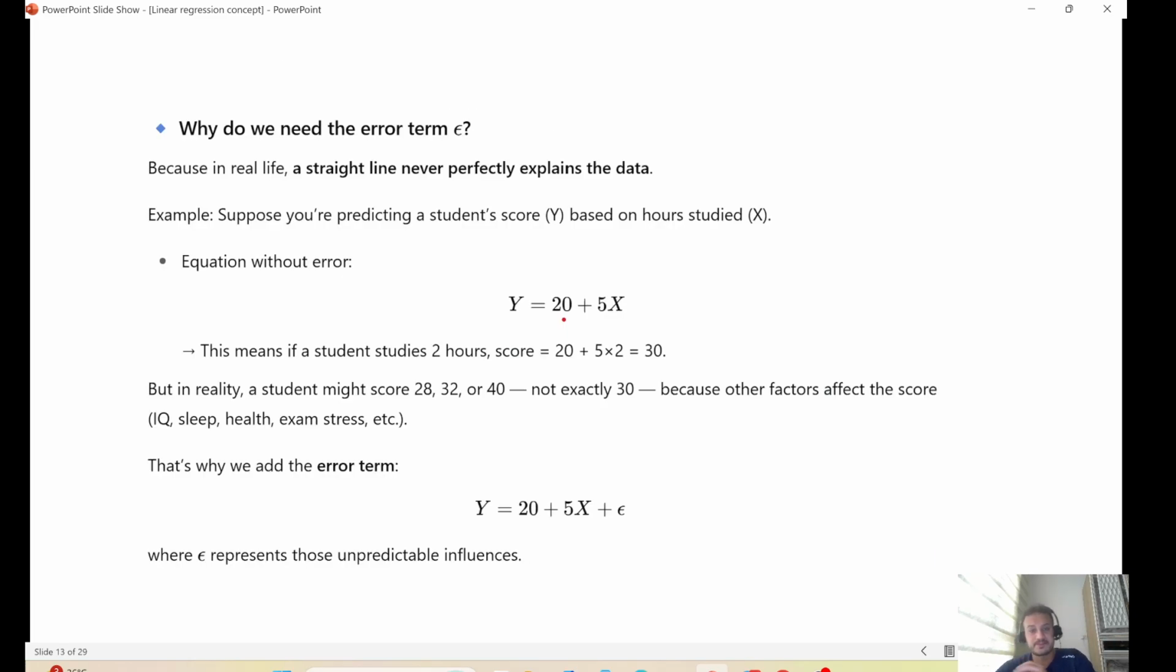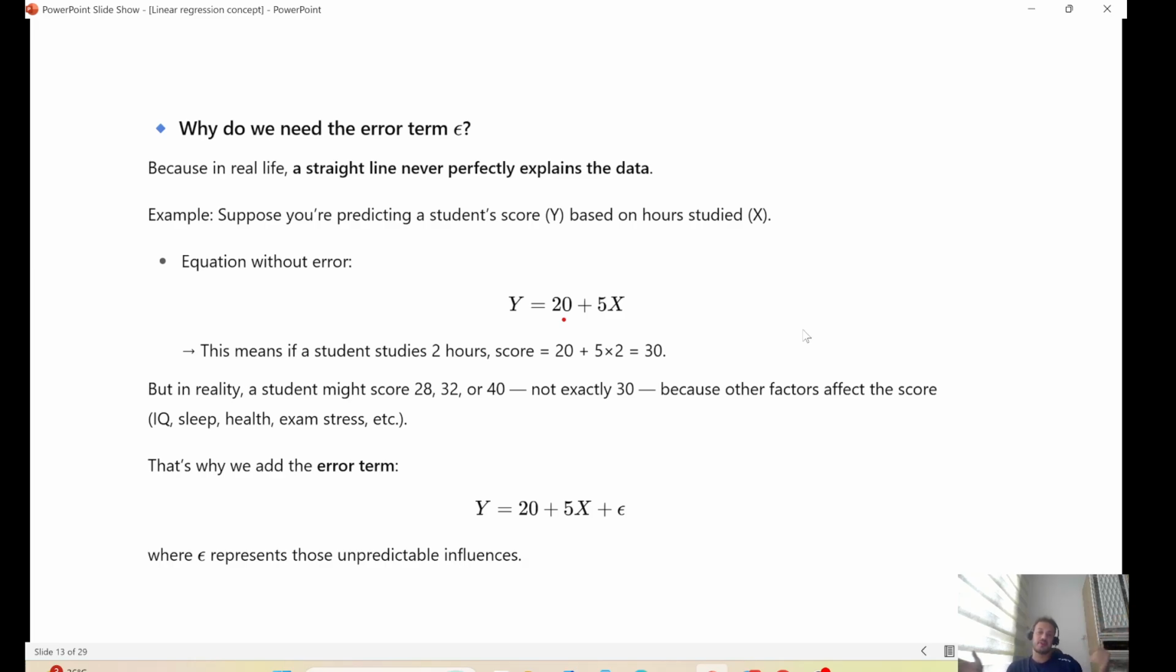For example, suppose we want to predict a student's score based on hours of study. If a student studies 2 hours, 2 multiplied by 5 is 10, plus 20, this is 30.